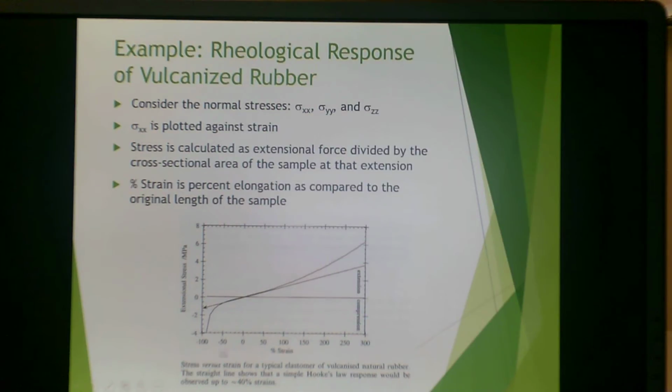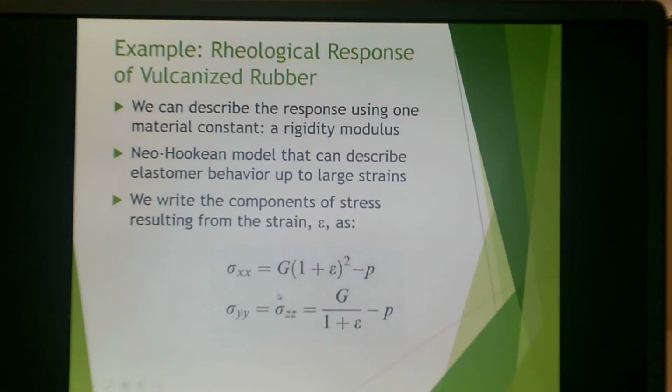This is extensional stress versus percent strain. And this is stress versus strain for a typical elastomer of vulcanized rubber. And the straight line shows that a simple Hooke's law relationship would be observed up to about 40% strain. In other words, approximately this region of the curve. So for vulcanized rubber, we can describe the response using one material constant, in other words, a rigidity modulus. And we use a neo-Hookean model that can describe elastomer behavior up to large strains.